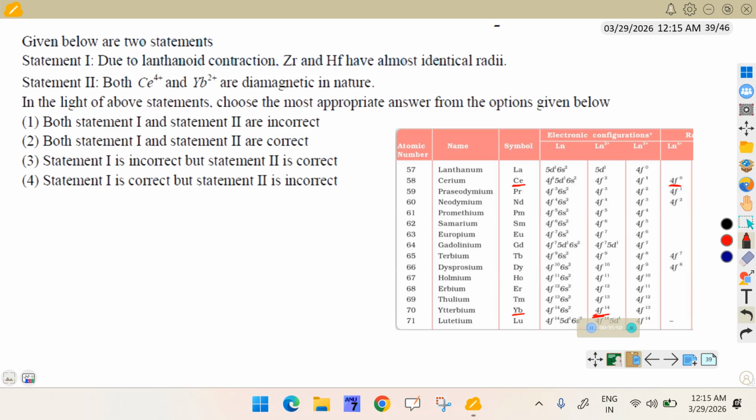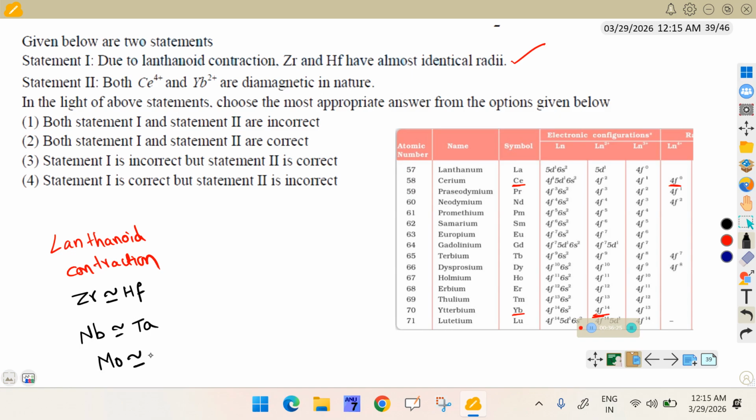Given below are two statements. Due to lanthanide contraction, zirconium and hafnium have almost the same atomic radii. Correct. Due to lanthanide contraction, zirconium size is equal to hafnium. Niobium, tantalum, molybdenum and tungsten, ionic radius or atomic radius are almost similar. Next, statement 1 is correct.